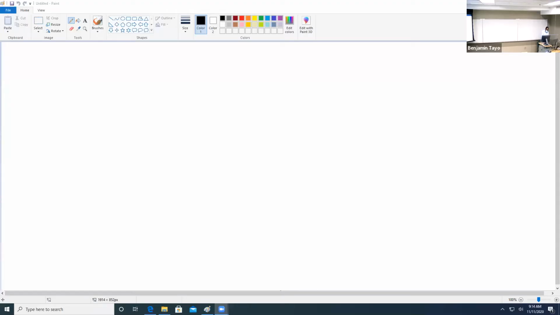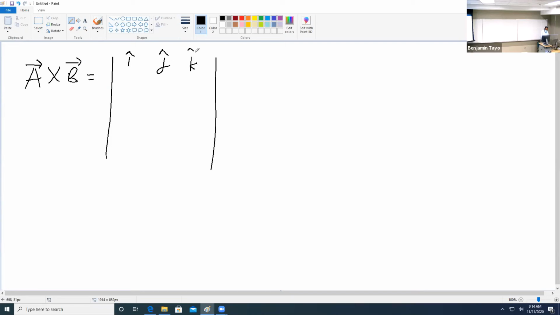So when do we use this equation here? A cross B, so vector A cross vector B, is given by this equation: the determinant with I, J, K in the first row, AX, AY, AZ in the second row, and BX, BY, BZ in the third row. Now, let me give an example.